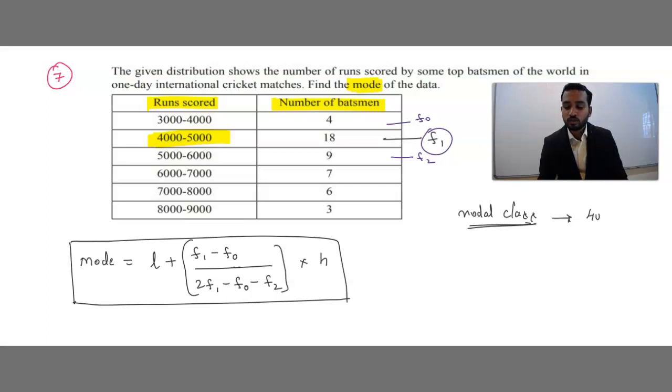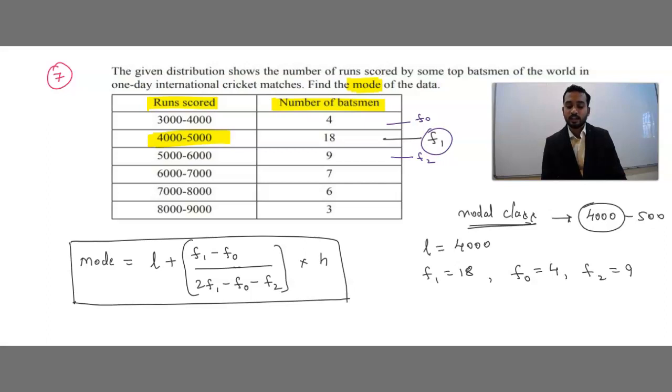4000 to 5000 is the modal class. From this we are going to find the value of L. L is the lower limit, that is nothing but 4000. How much is F1? F1 is 18, correct? The value of F1 is 18. Next, F0 is 4. Next, F2 is 9.